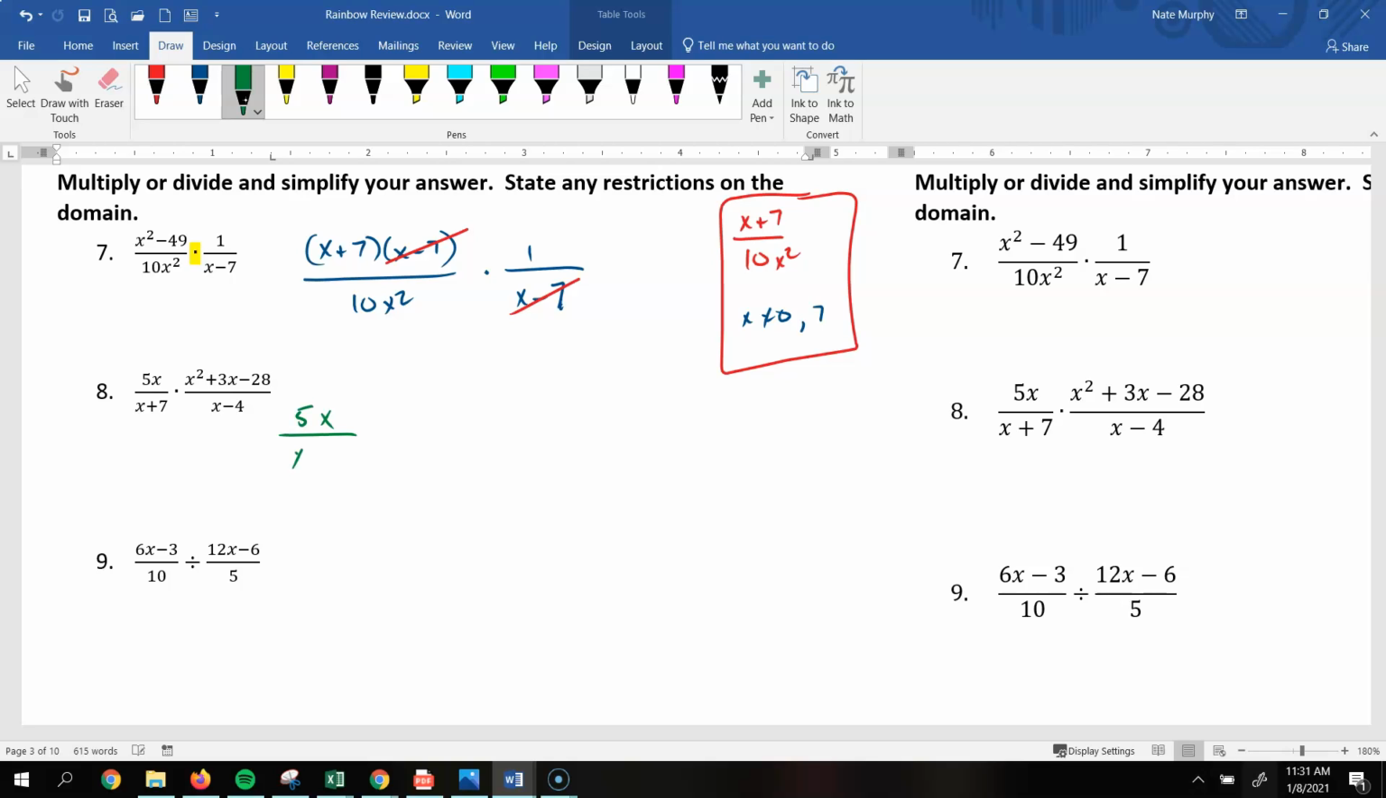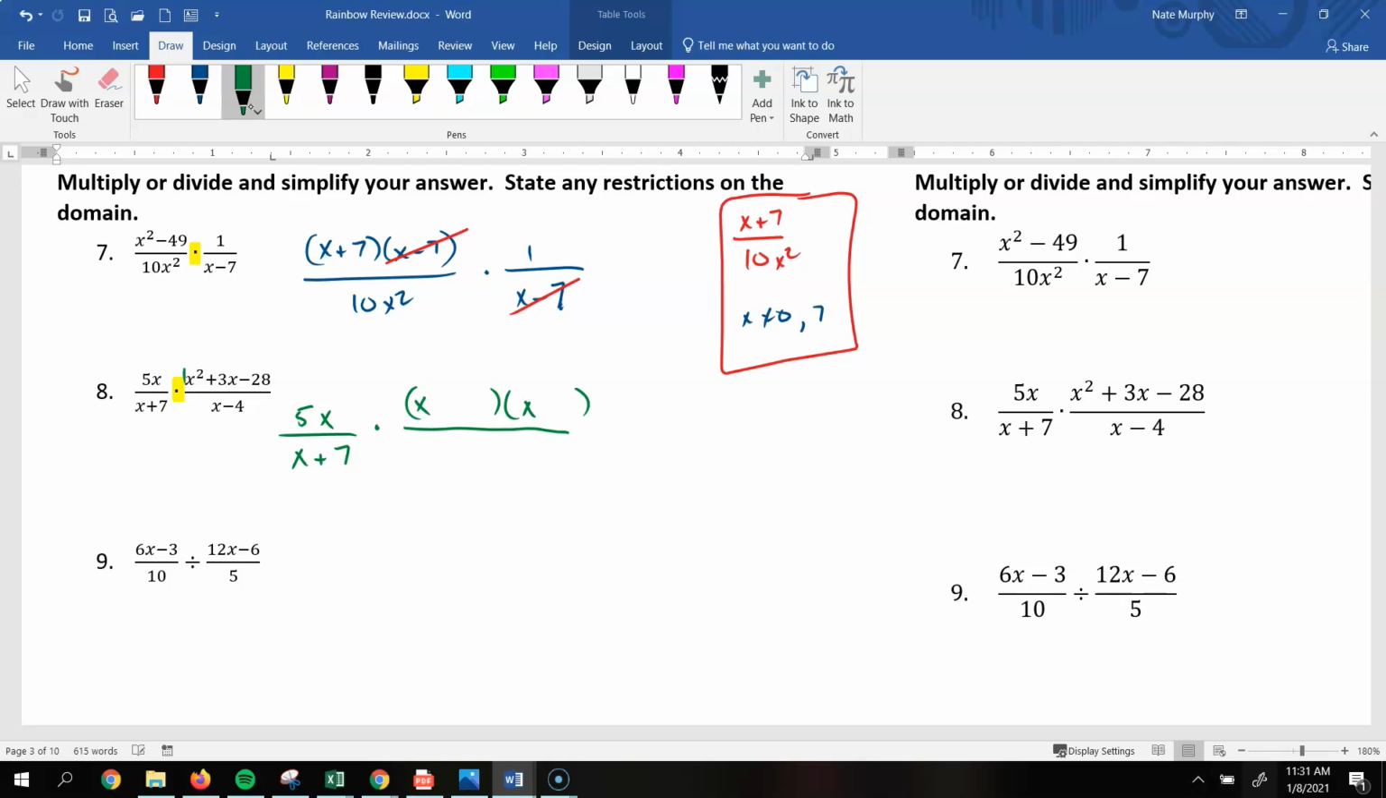So that's going to stay 5x over x plus 7. Also, we want to recognize that we're multiplying here. Should have mentioned that. We're multiplying, so that's significant. And then the other fraction, I can factor the numerator. Again, that's one of these where our leading coefficient is 1, so it's going to factor down easily.